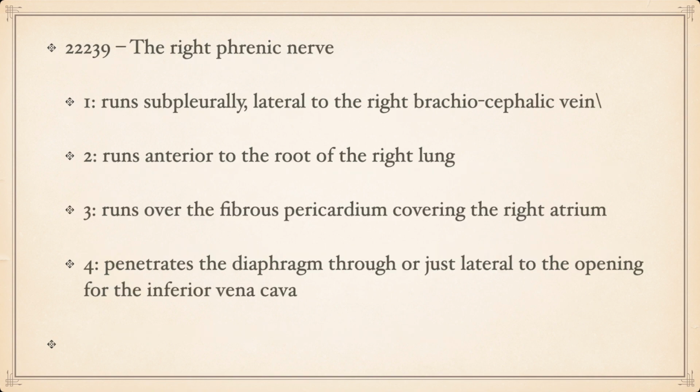Another type X: the right phrenic nerve runs subpleurally lateral to the right brachiocephalic vein, runs anterior to the root of the right lung, runs over the fibrous pericardium covering the right atrium, and penetrates the diaphragm through or just lateral to the opening for the inferior vena cava. I'll give you a chance to have a go.